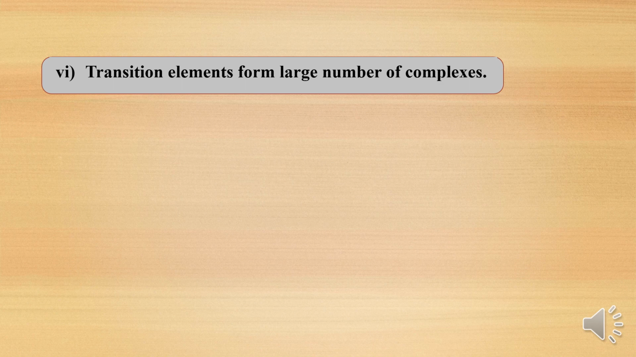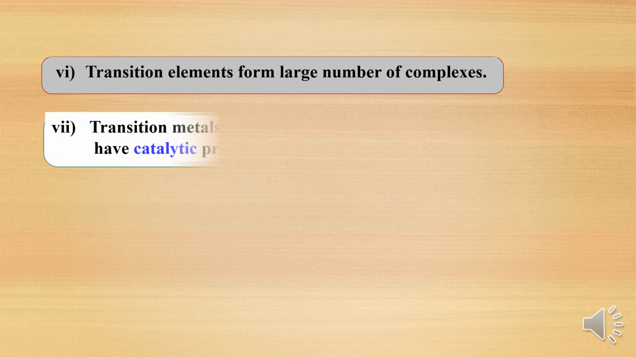You can take one more example, potassium permanganate, KMnO4. When it is reacted with other elements like oxygen and potassium, it forms KMnO4. That is nothing but one complex you consider. Or you can take potassium dichromate. So there are many examples. D block elements or transition metals form a large number of complexes.